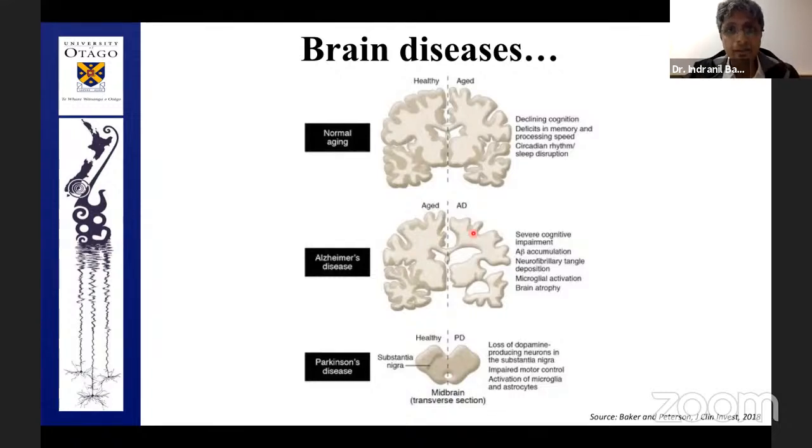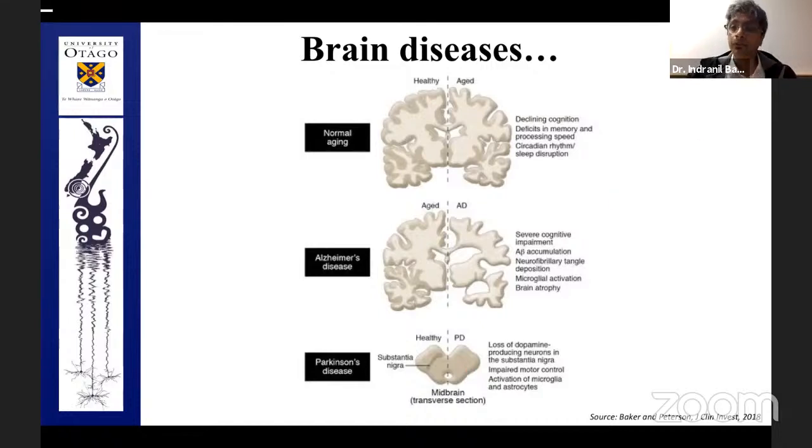That is, again, the cells do not come back. Same with Parkinson's disease, there is a particular region of the brain called the midbrain. In this midbrain, there is a patch of cells that you can see in the healthy brain, but this patch is either missing or diminished in Parkinson's disease. So that's the problem. Again, these cells do not come back once they are dead.